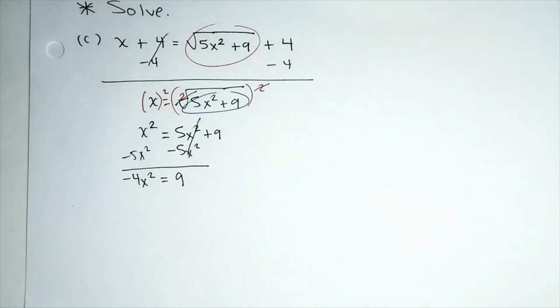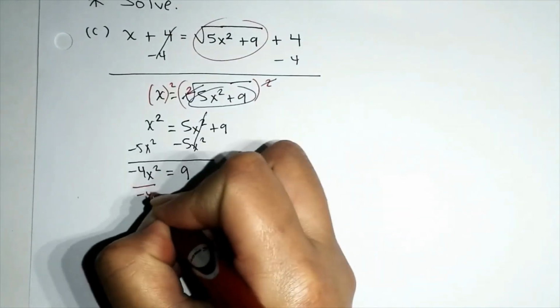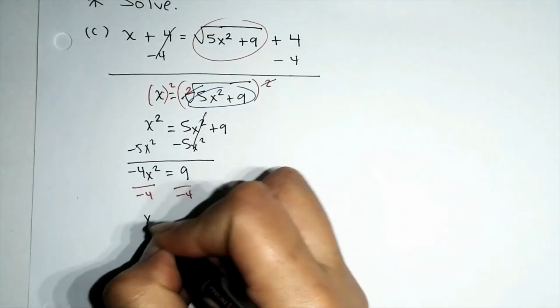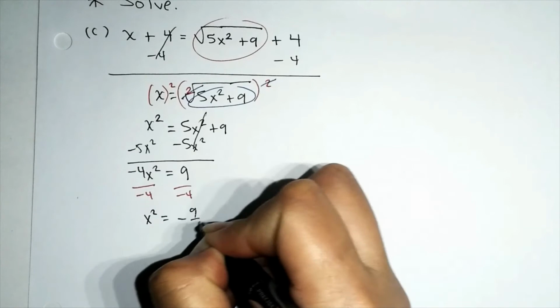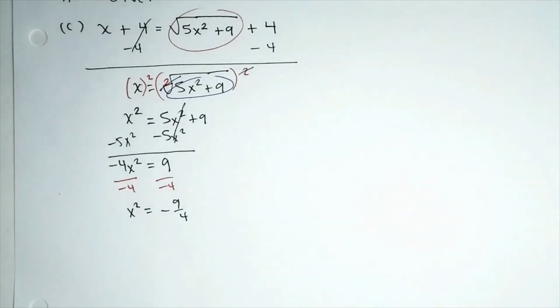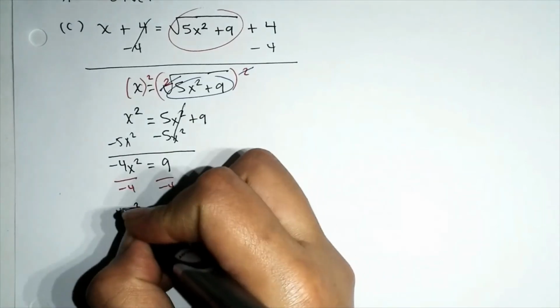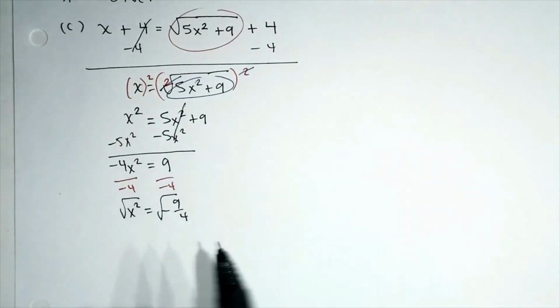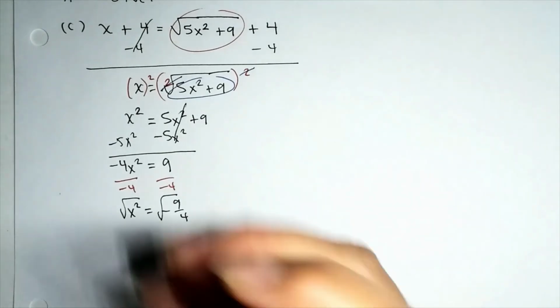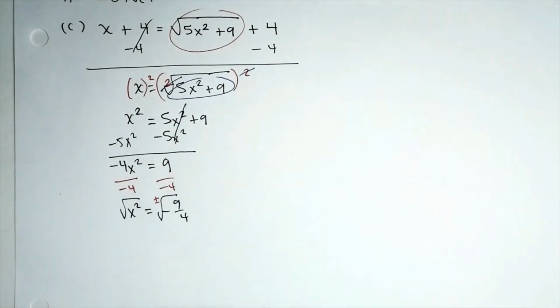Isolate the squared part. To get rid of the times 4, let's divide both sides by negative 4. And that will give us x squared is equal to negative 9/4. Fantastic. To get rid of the square, let's square root. That's because the square and the square root undo each other, and then at this point we'll insert our plus or minus.